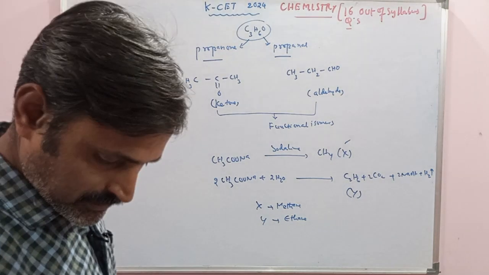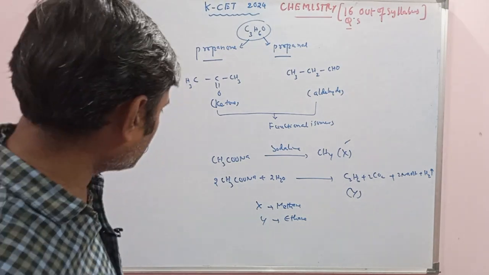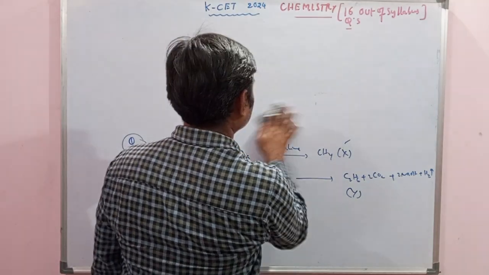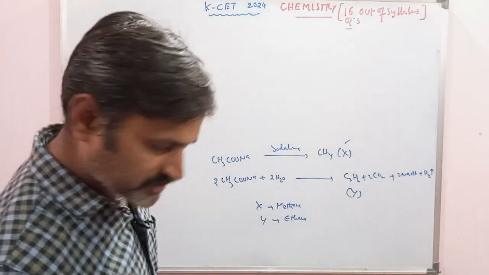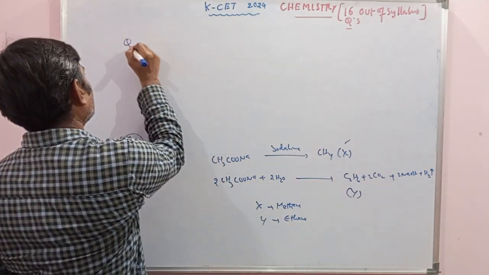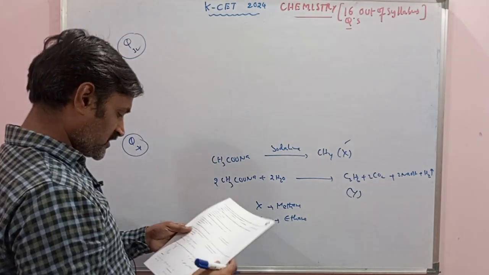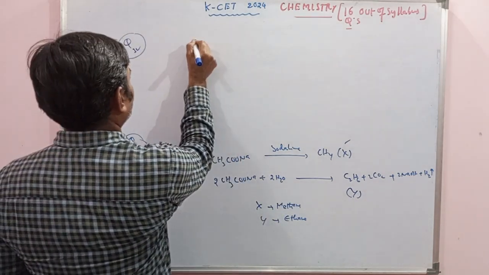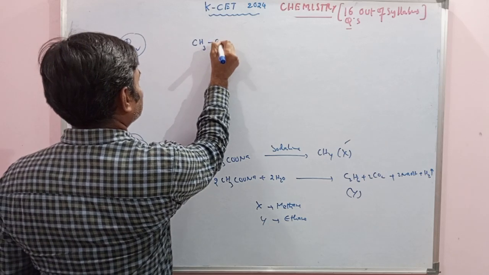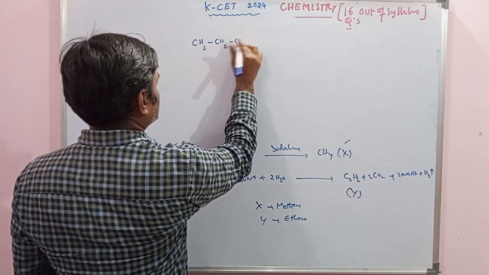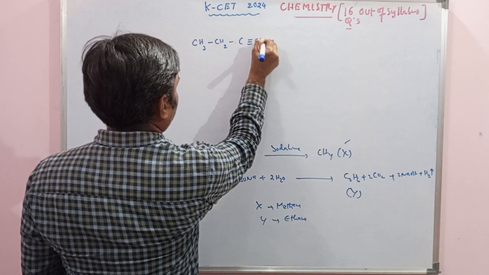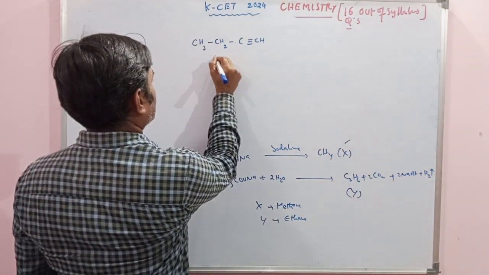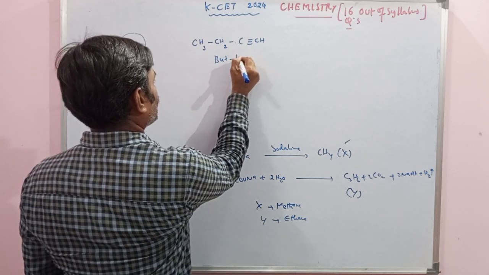Next, moving on to the last question in this session, question number 32. We will see question number 32 to conclude this part of the discussion. What is the question? Butyne on reaction with dilute H2SO4. What is butyne? CH3CH2C≡CH. So that is butyne. But-1-yne is given.